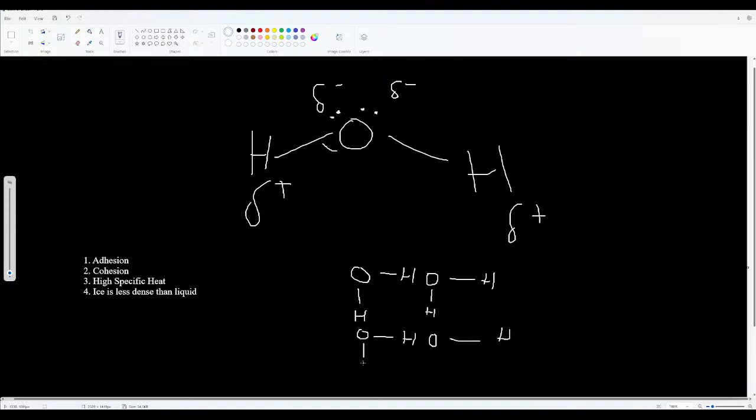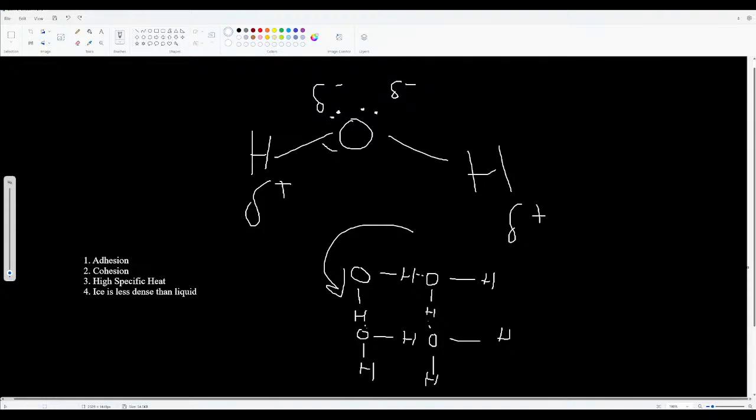And it will create a lattice. It will create a lattice structure, right? And that is something incredibly unique about water, right? That when frozen, these hydrogen bonds will be suspended, it will create a lattice, and it'll have more space between the molecules than it does normally, right? And that's why ice is less dense than liquid water.